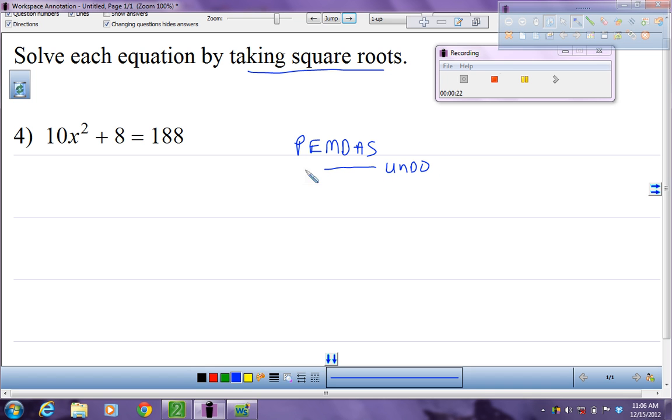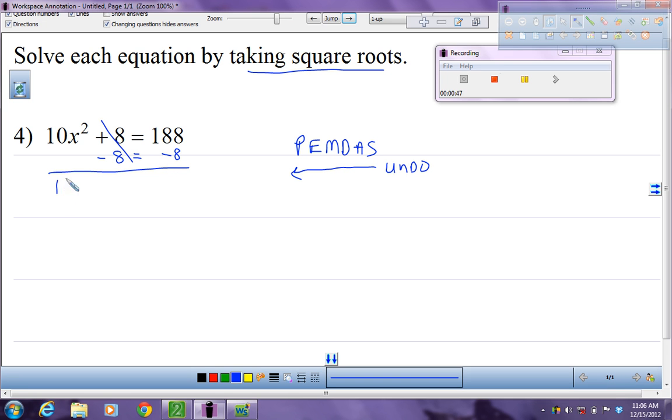And when you undo, you go backwards. You do all the adding and subtracting first. So I got to bring this constant of 8 over to the other side. So it's adding 8, right? So I got to do all the adding and subtracting first. The opposite of adding is subtracting, or the inverse of adding is subtracting. So I'm going to subtract both sides, right?